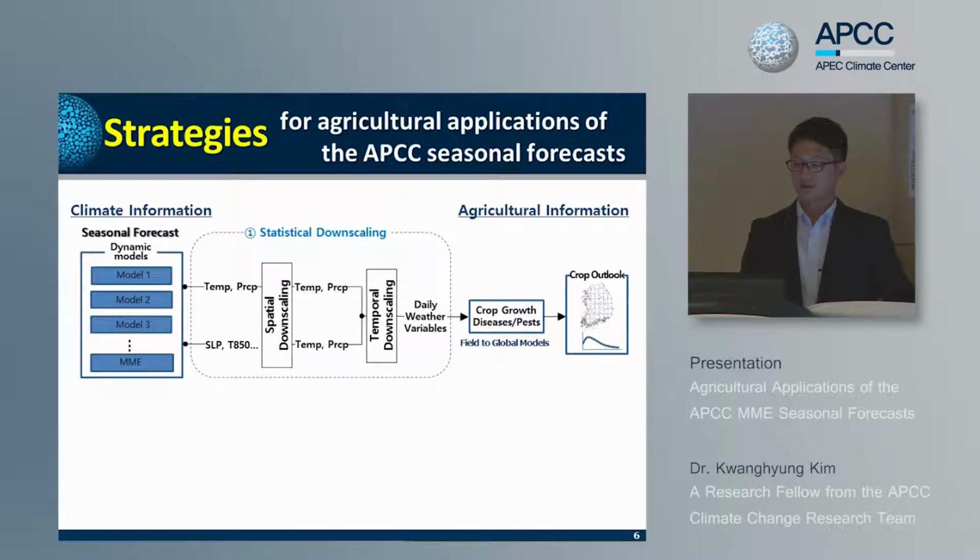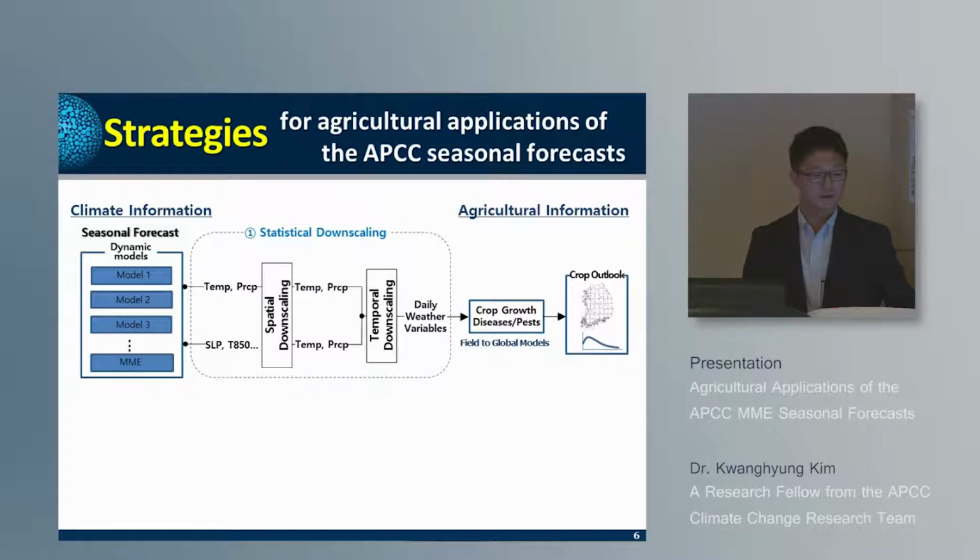So here's our strategy for the agricultural applications of the APCC seasonal forecasting. You have a seasonal forecast from many dynamical models and also their multi-model ensemble result. In order to fill this gap between climate information and agricultural models, we try to statistically downscale the seasonal forecast in spatial and temporal formats. Many of the ideas were developed by Dr. Cho. He's not here in our department.